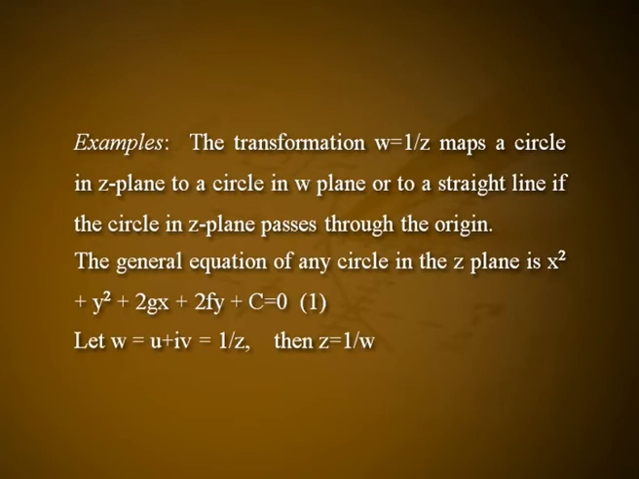Let w is equal to u plus iv, that is equal to 1 by z. Then z is equal to 1 by w, that is x plus iy is equal to 1 by (u plus iv), which is equal to (u minus iv) divided by (u square plus v square). So that x is equal to u by (u square plus v square) and y is equal to minus v by (u square plus v square), that is equation number 2.